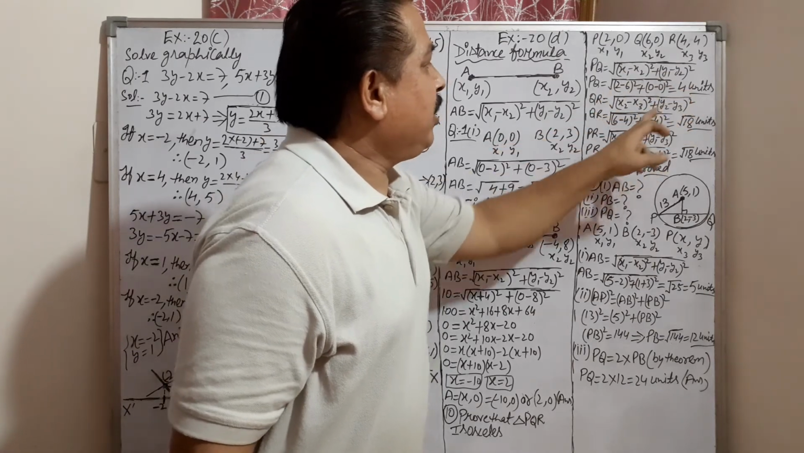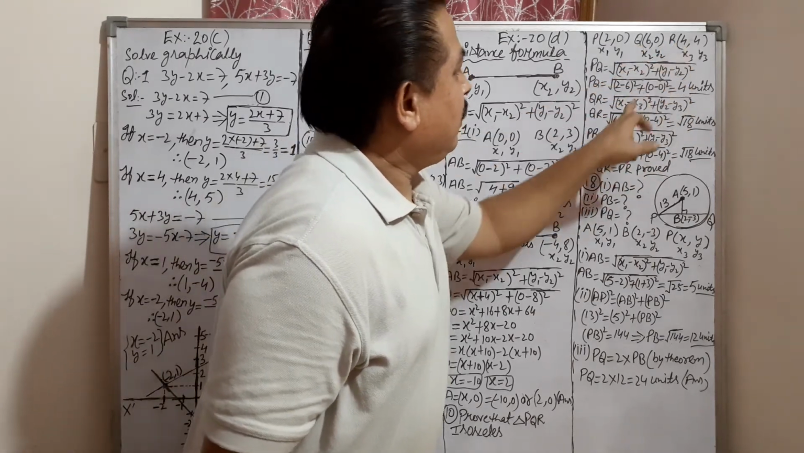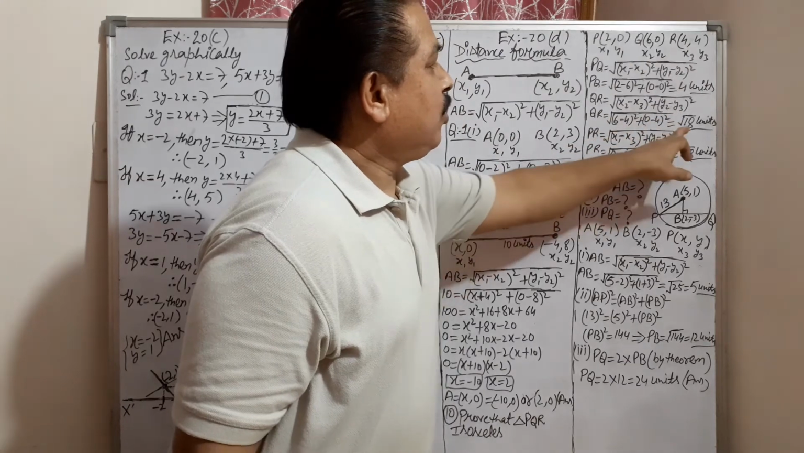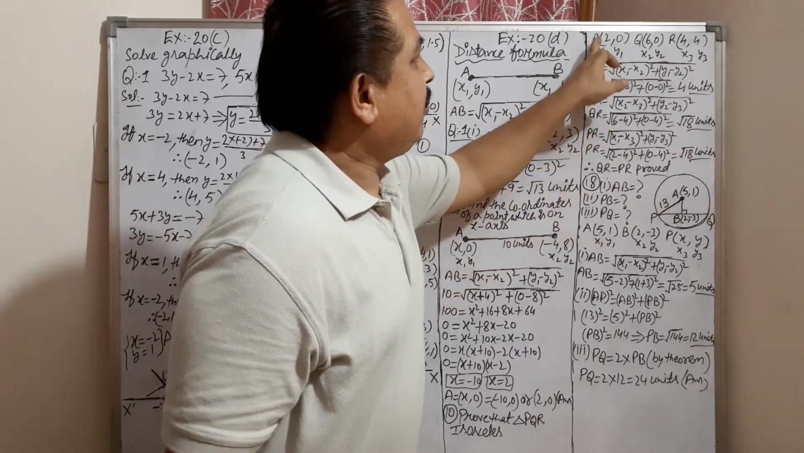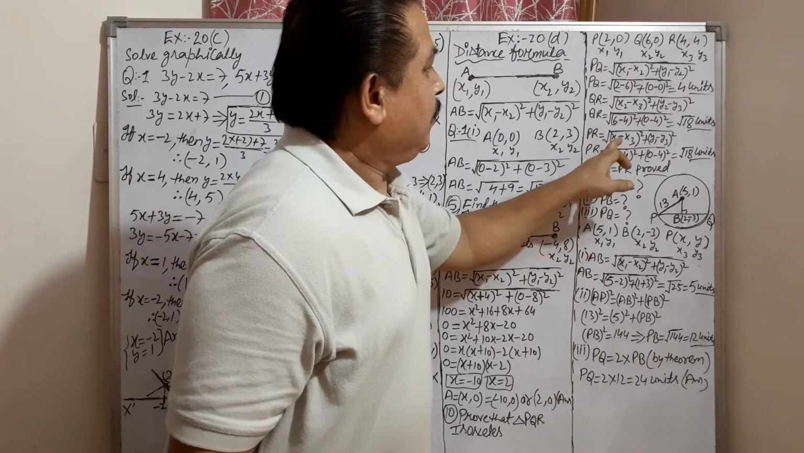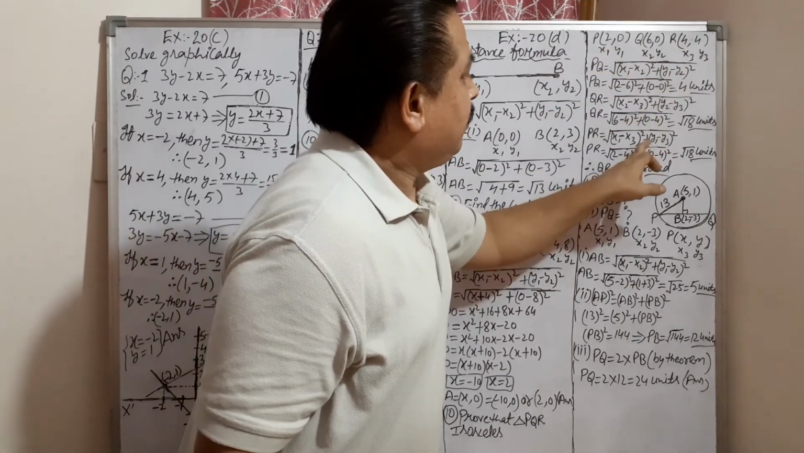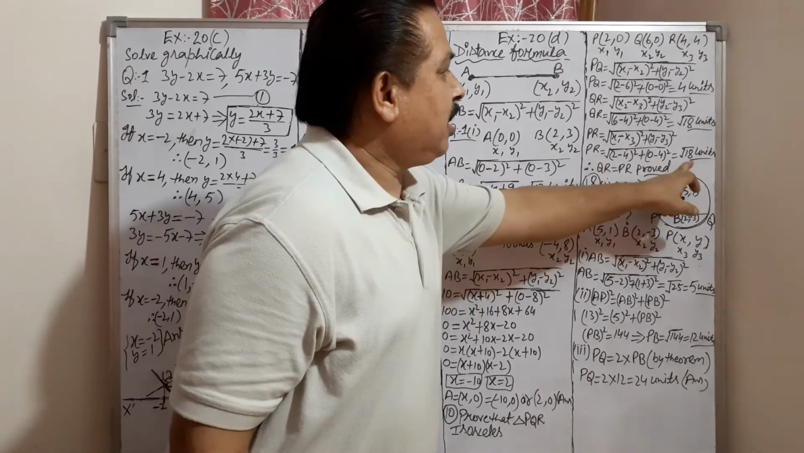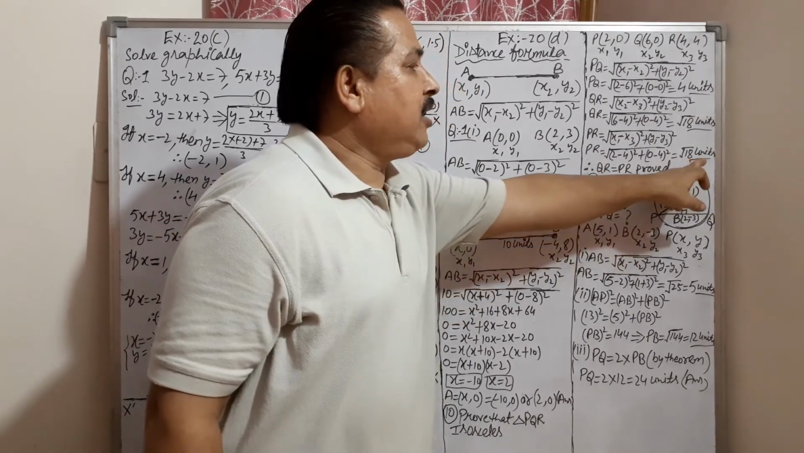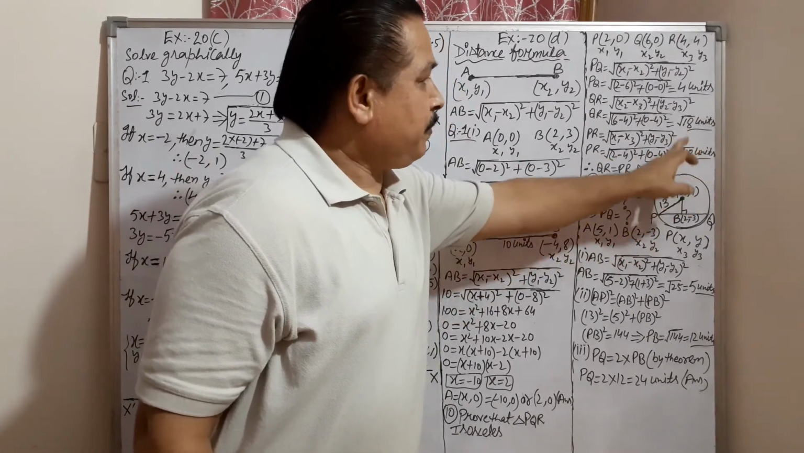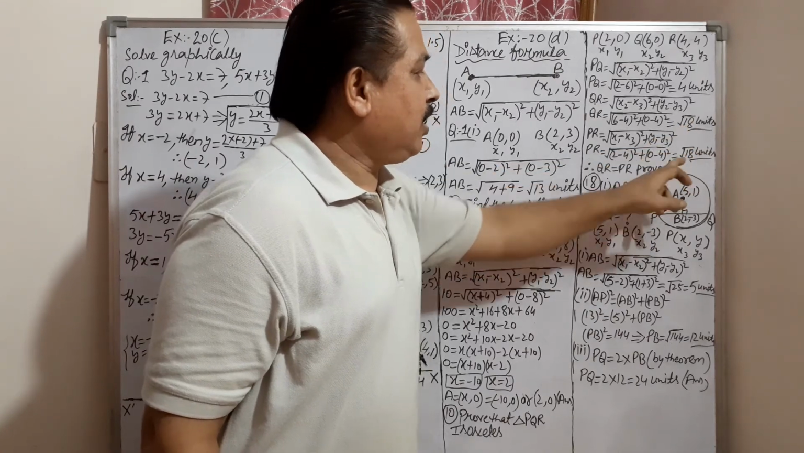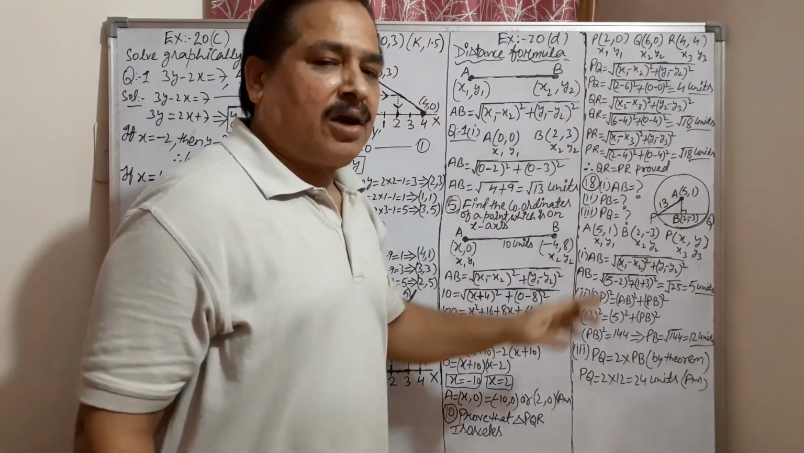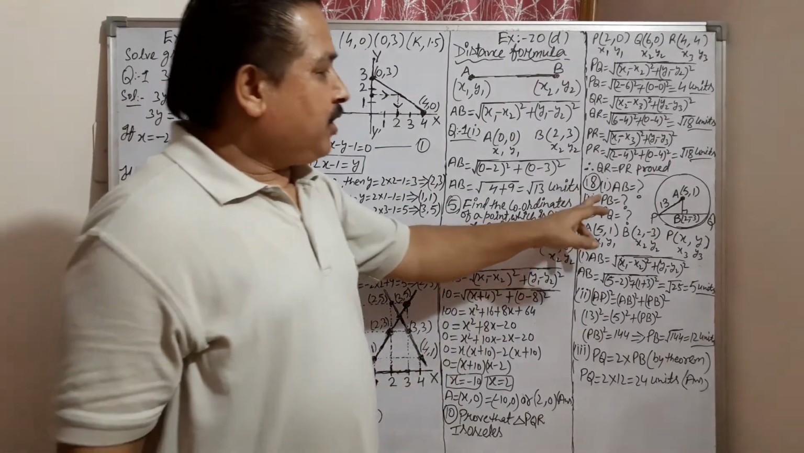PQ is coming 4 units and get the QR. QR formula here. QR is coming √18 and get the PR. x1 minus x3 whole square plus y1 minus y3 whole square. PR is coming again √18 units. So these two sides are coming equal. So it is an isosceles triangle. Proved.